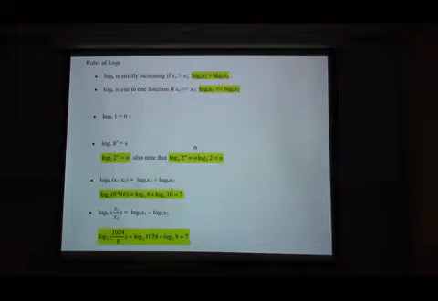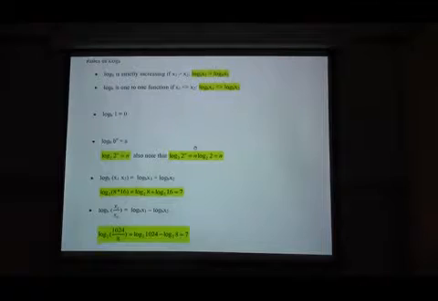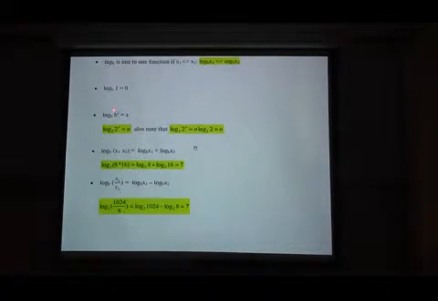By definition, the log b of 1 is equal to 0, because b to the 0 is equal to 1. So log of any base of 1 is equal to 0. Okay? Log b of b to the a is equal to a, because b to what power is equal to b to the a? A. Okay. If you can answer that question, then you get it.